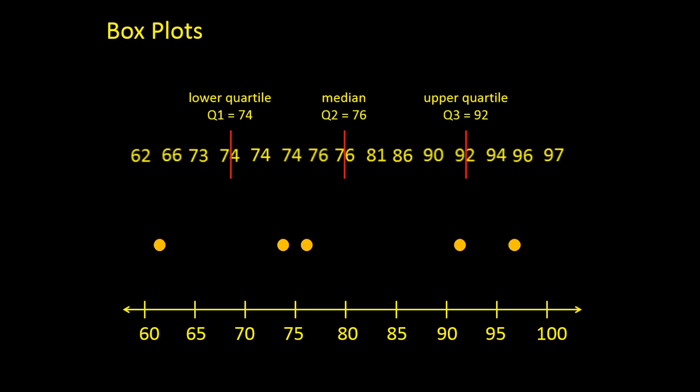Now the name box plot comes from the fact that we make a box in this representation. The box shows us that middle half of the data. We also need to show where the median is. So the median in this case was the 76. We draw a line through that point in the middle of the box to show that that is where the median is. And then we draw what are called whiskers that go from the lower quartile to the smallest data value and the upper quartile to the largest data value.